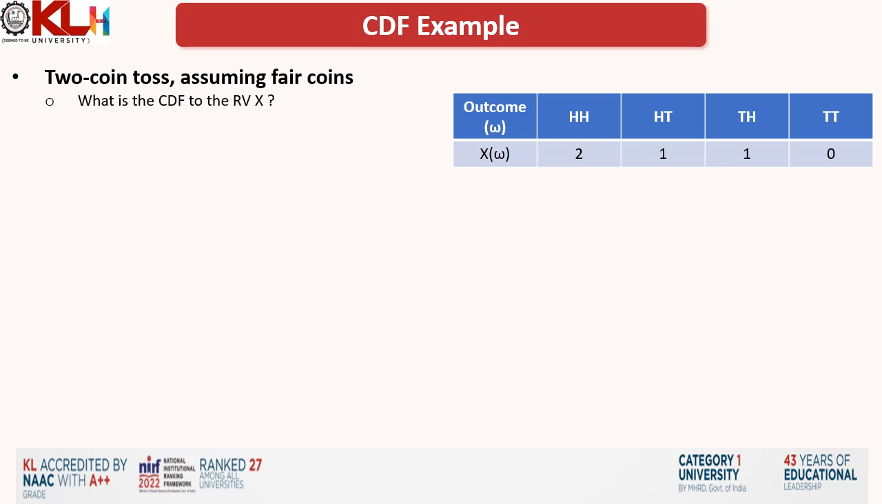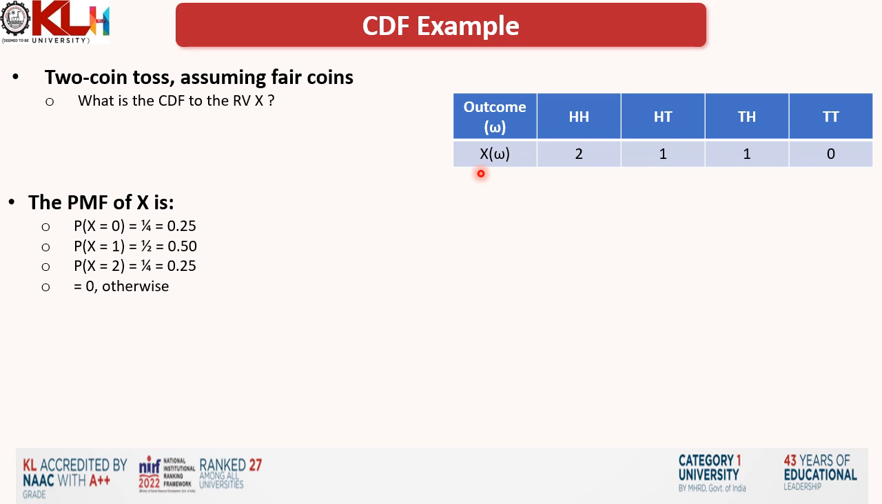Let's take a look at the coin toss example again. So we have the outcomes and we have the values the random variable X can take, which is the number of heads in this experiment. So the PMF of X is simply the probability that the random variable X takes values between 0 and 2. So probability of X equal to 0 is 0.25, probability of X equal to 1 is 0.5, probability of X equal to 2 is 0.25.